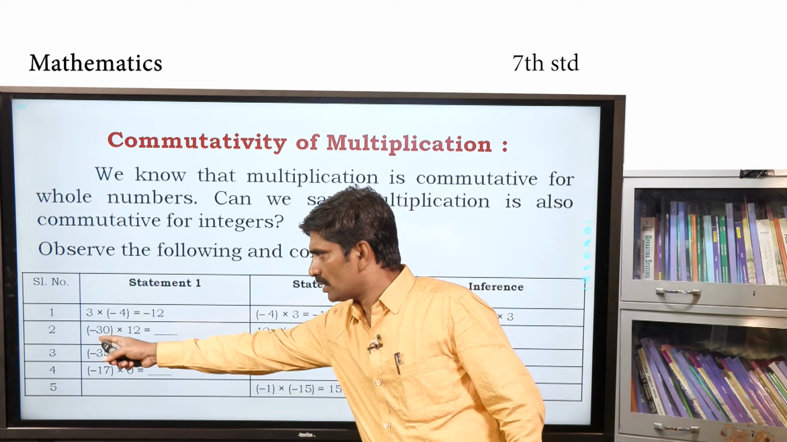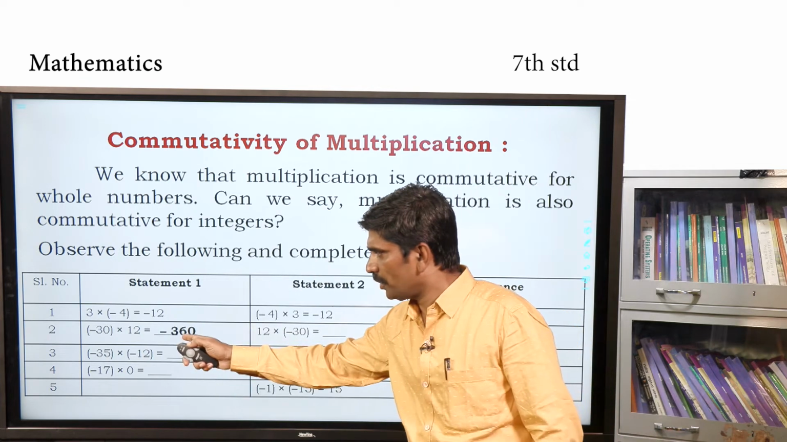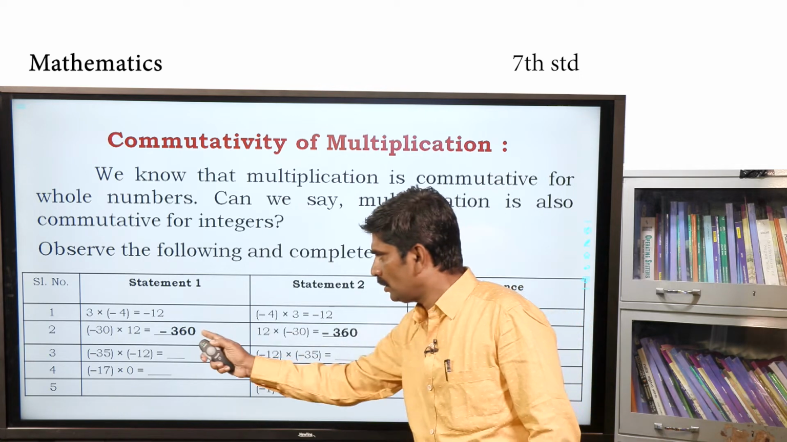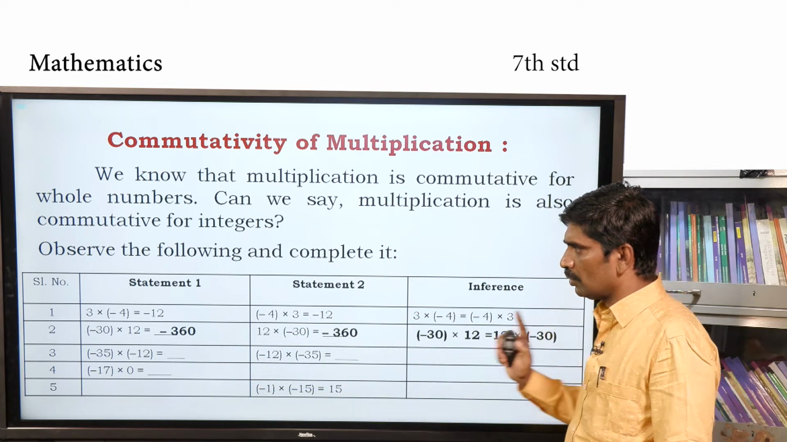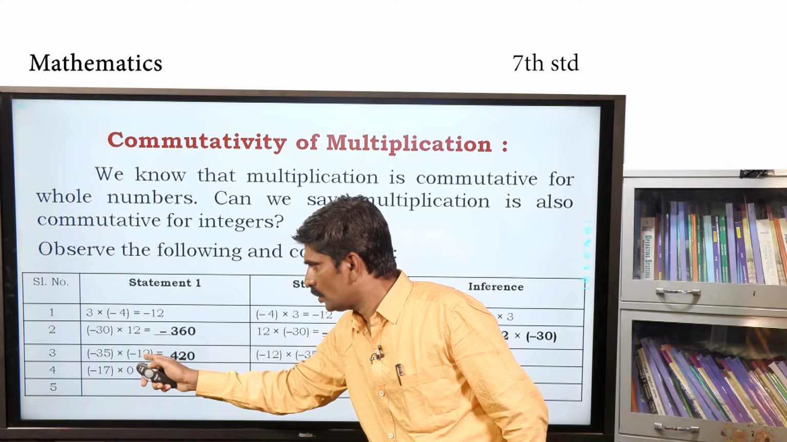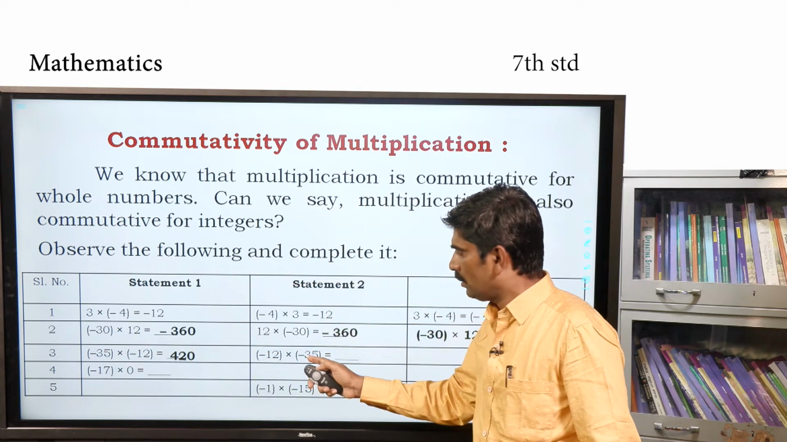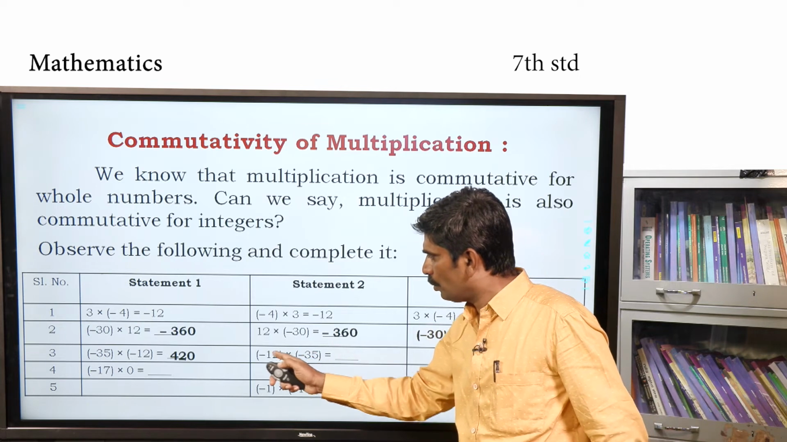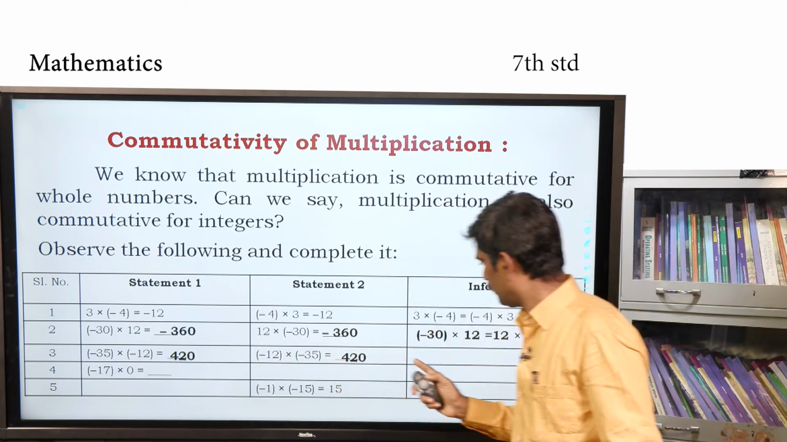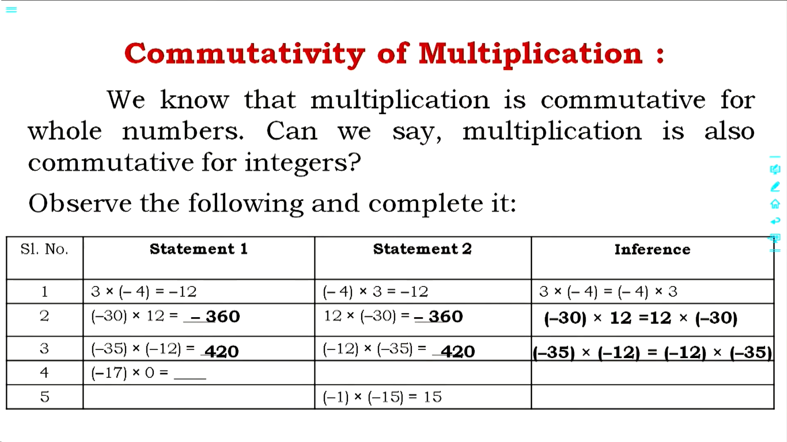Check here, minus 30 into 12, that is minus 360. Interchange, then 12 into minus 30, that is also minus 360. These two statements are equal. Next, minus 12 into minus 35, that is minus into minus is plus, 12 into 35 means 420. Interchange, minus 35 into minus 12, that is also 420. These two are equal. Minus 70 into 0 is 0. Interchange, 0 into minus 17 is also 0. These two statements are equal.